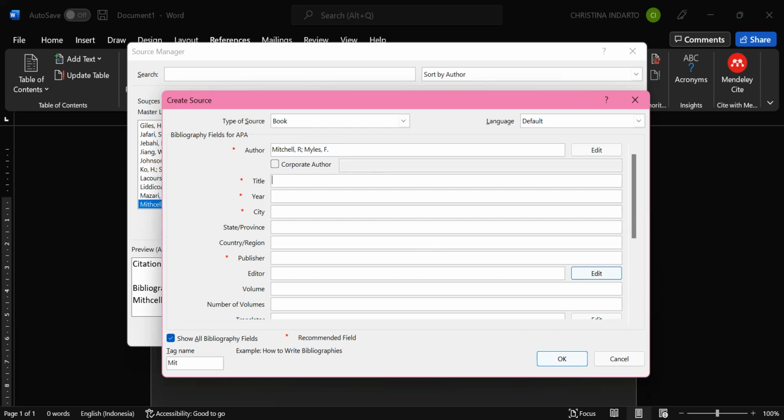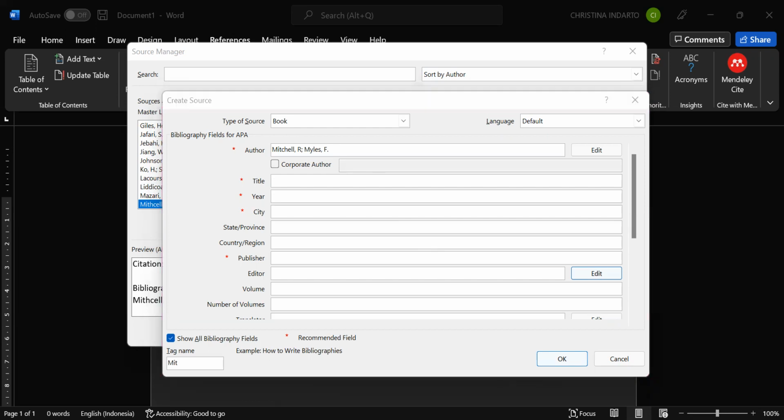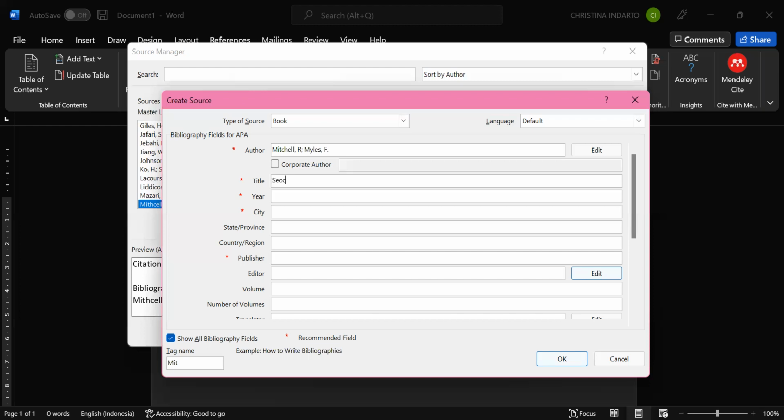Under the title, Second Language Learning Theories. Sentence case. Oh, sorry, typo. And the year is 2004. And the city, let's see, London.